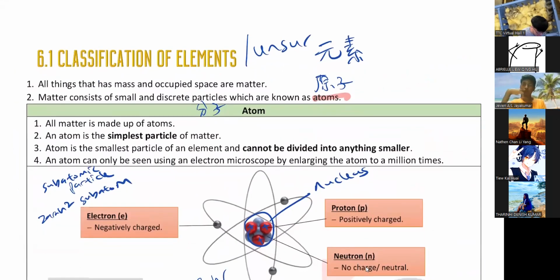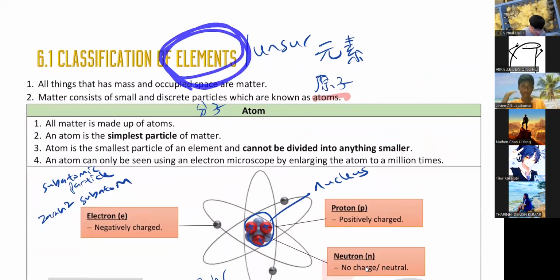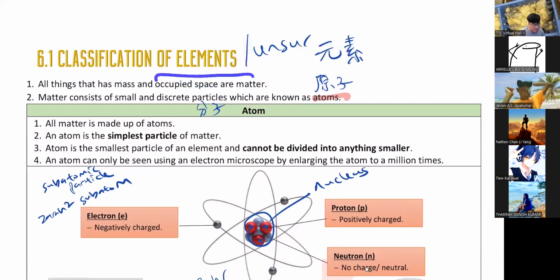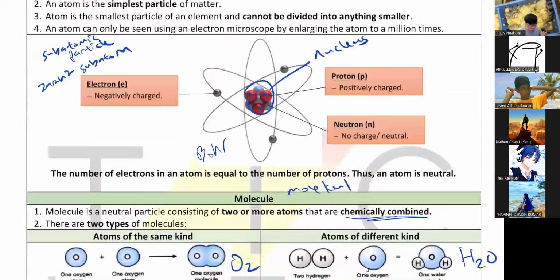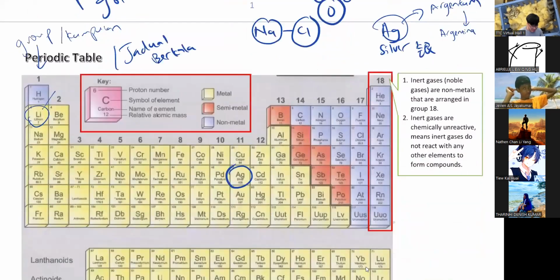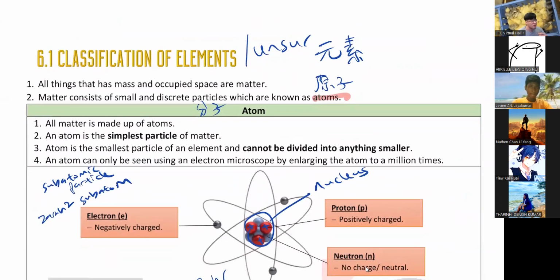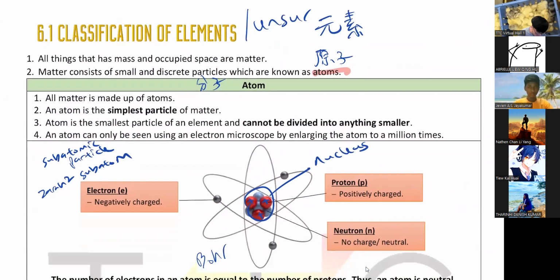Anyway, let's look at what is an element. Element in BM is 元素, or 元素 in Mandarin. So what is an element? An element is the most basic thing in the world. I'm sure you know gold is an element. Like our gold is here. Our gold is an element. So why is it called an element? Because elements are made from one type of atom. Let's understand what atoms are first.